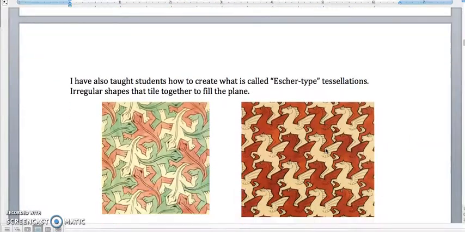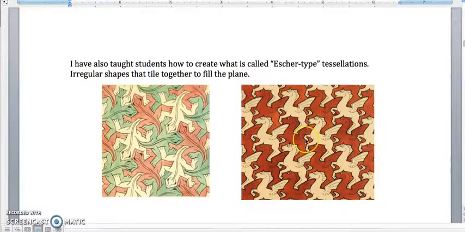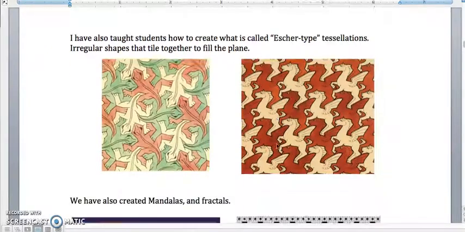And so here are some other things I've taught, what's called Escher type tessellations. This is an example of a lizard that's a tessellation. Each one of these shapes is the same size and shape, just interlocked together, drawn together like a jigsaw puzzle to tile the whole plane. The same thing here with the Pegasus horse. And so I've actually taught students how to do things like this with their own creations. There are steps to do that, so it's been pretty nice to be able to do that.